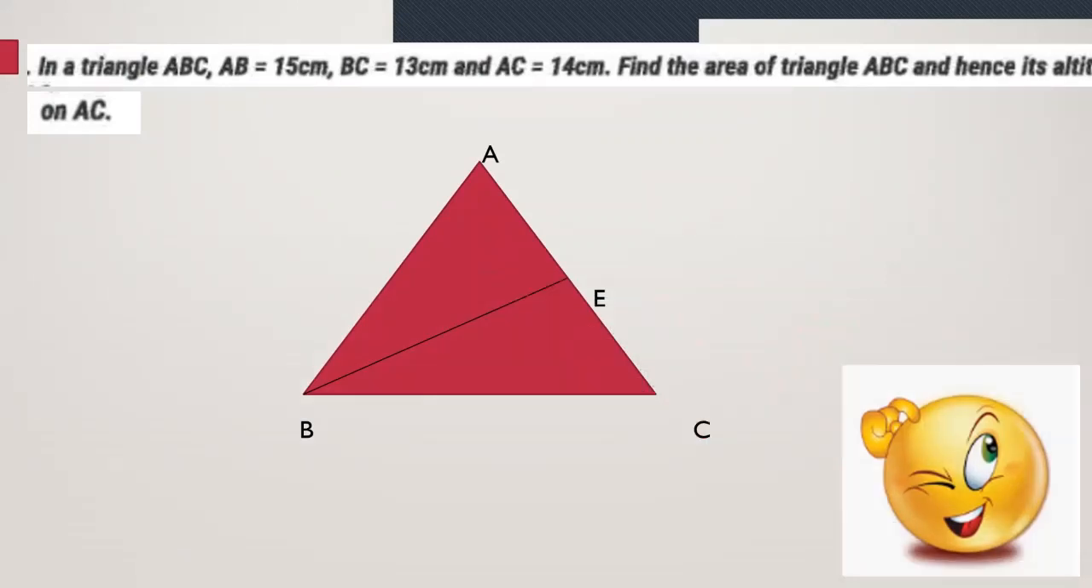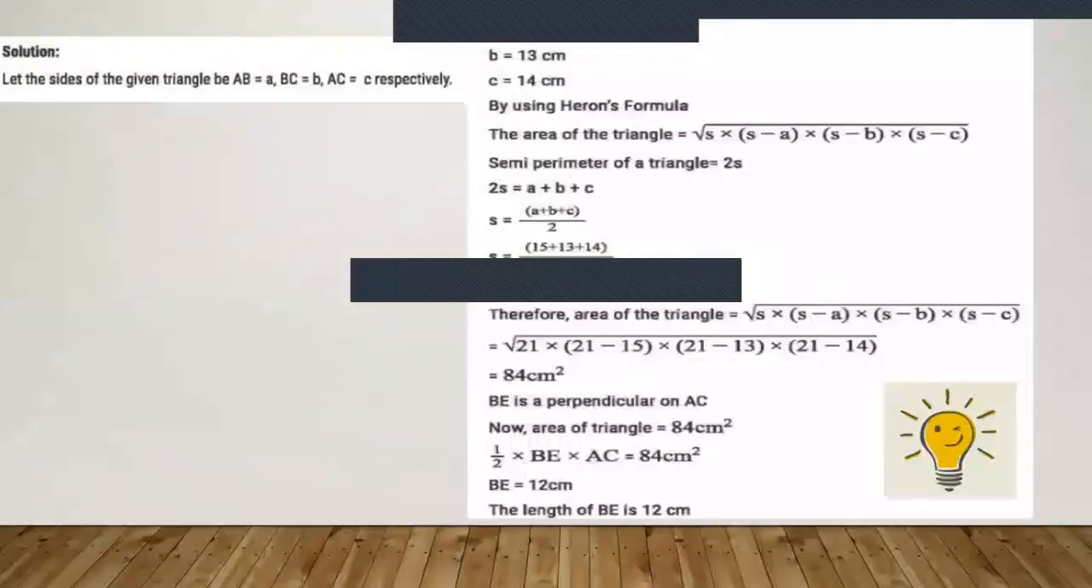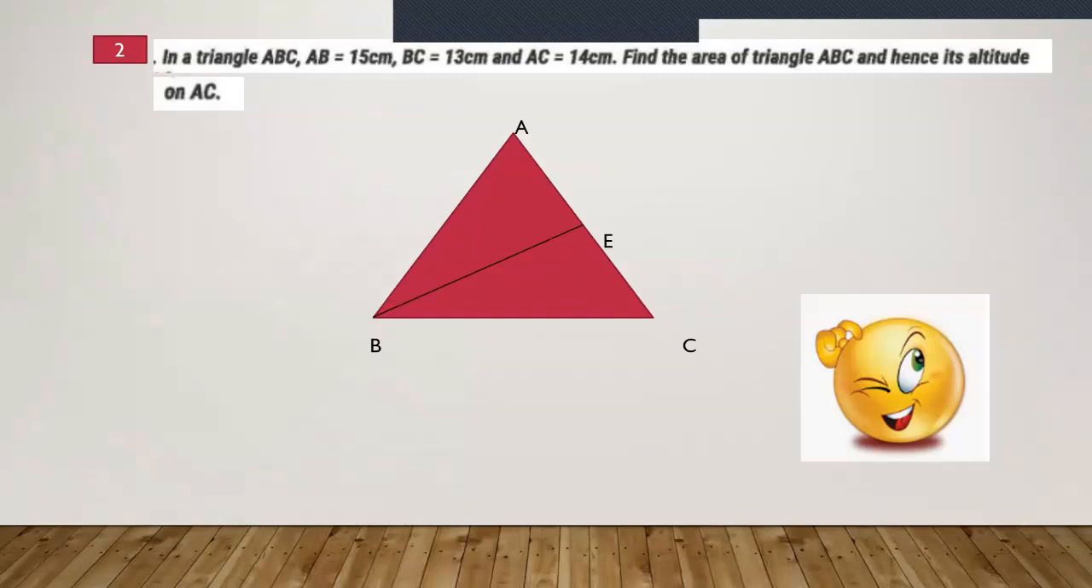Here also, you can just check whether 13 square plus 14 square is equal to 15 square or not. If yes, use the Pythagorean triplet property. Otherwise, use the long method. 84 centimeter square, the area. Ma'am, it's 84 centimeter square. Perfect. It is 84 centimeter square. Awesome. Wonderful.